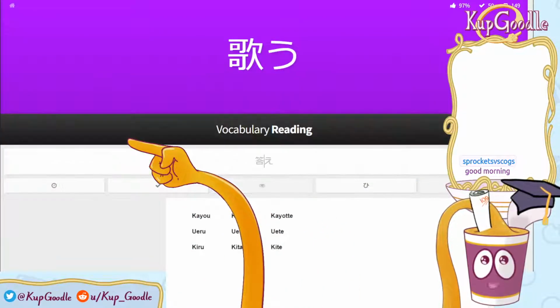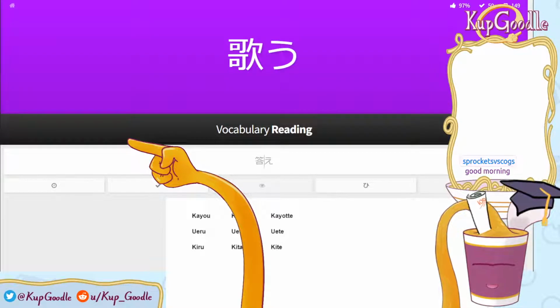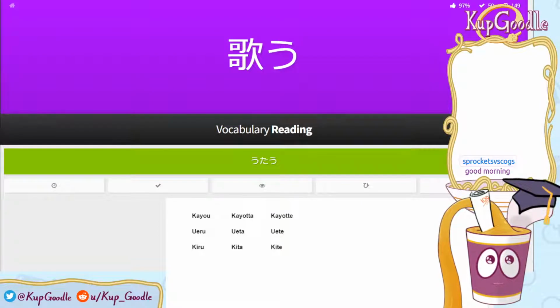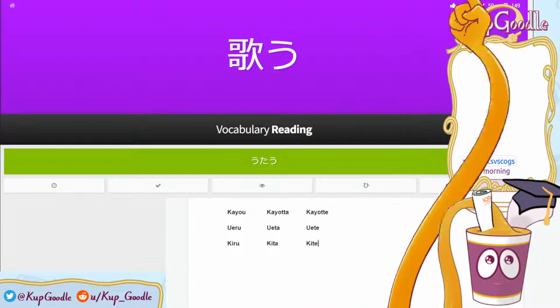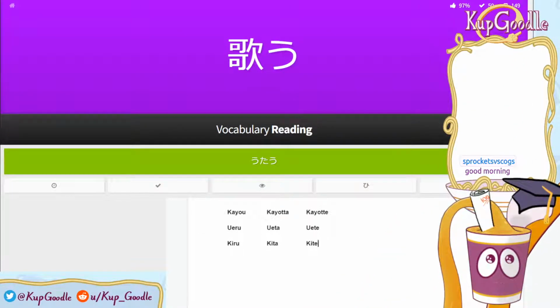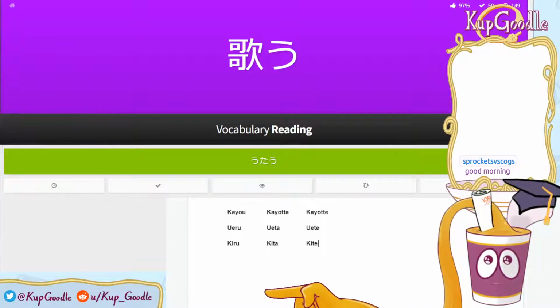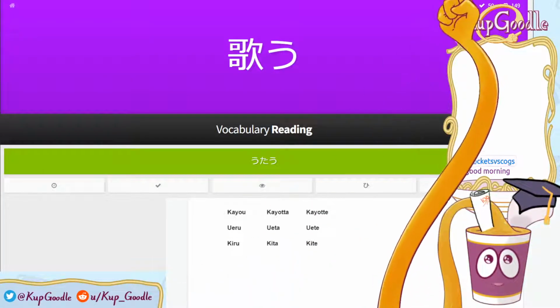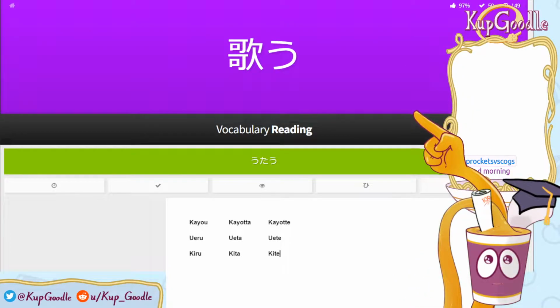Sometimes I know the meaning, but I want a shorter way of writing it. Utao is to sing. Utao. And that's another verb. Oh wait, kaihou suru, but that was just suru, so we don't really need to. Oh shoot. I got rid of my thing. I hate when I accidentally maximize it.